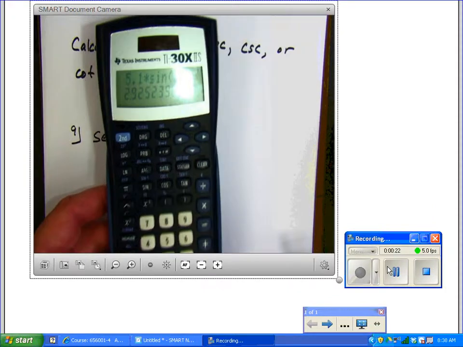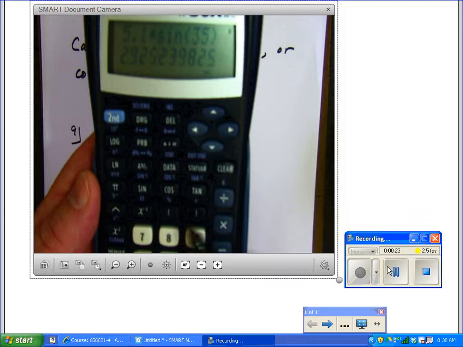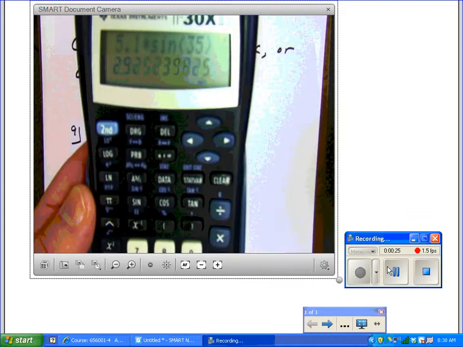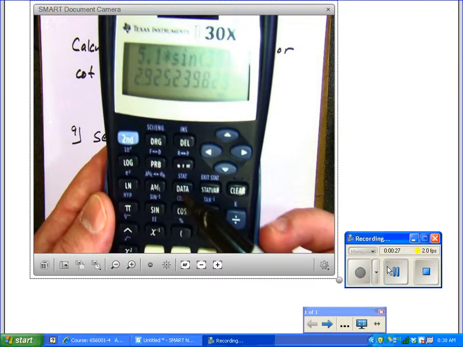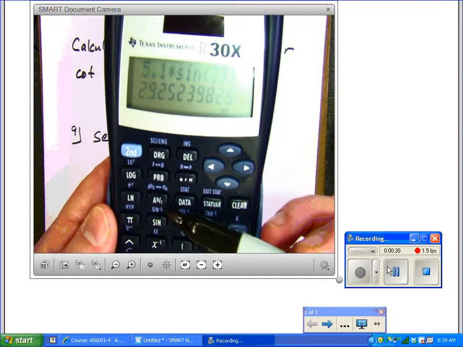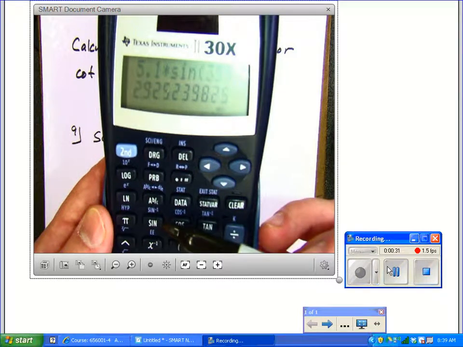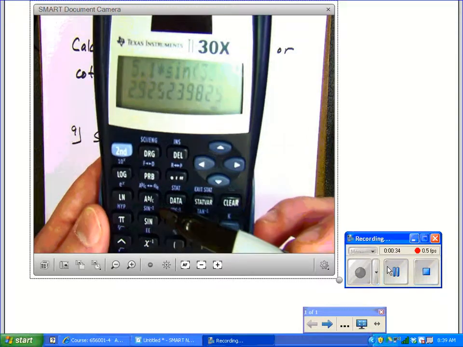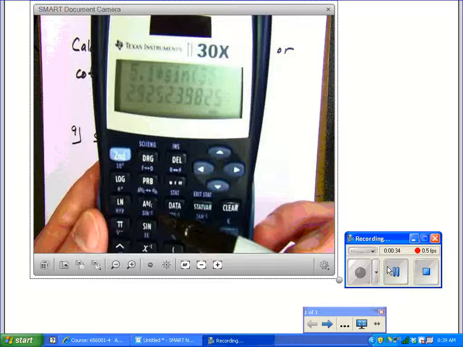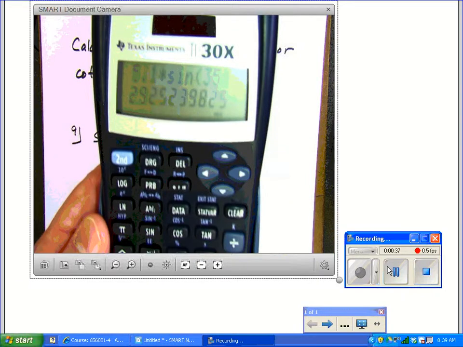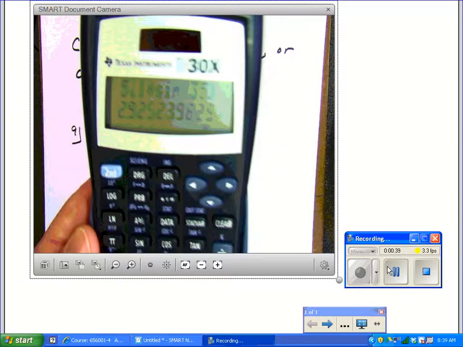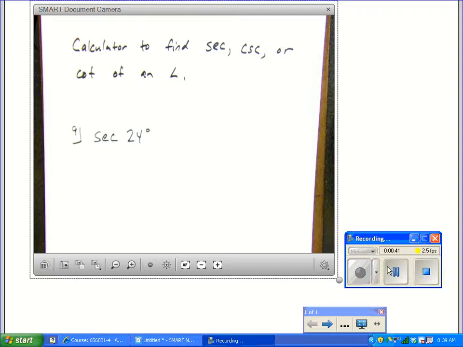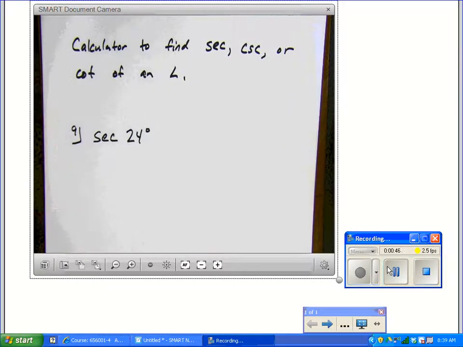Now, we're not going to make the mistake of thinking that cosecant is inverse sine. Inverse sine helps me find angles, so inverse sine is not the same thing as cosecant. Same goes for cosine and tangent. Now, let's look at how we can do this using the fact that we can use reciprocals.